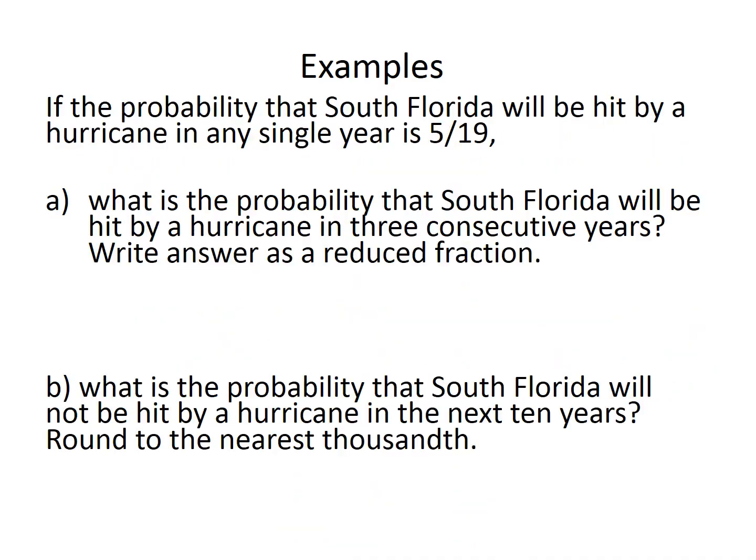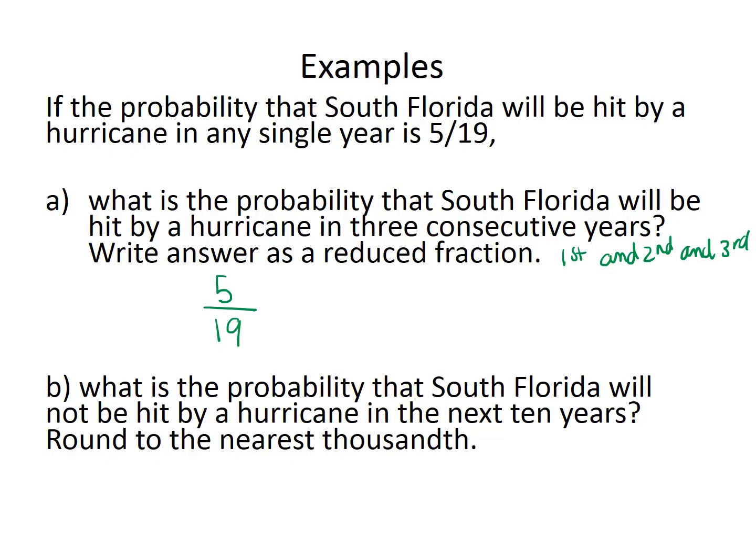Suppose that the probability that South Florida will be hit by a hurricane in any single year is 5/19. What is the probability that South Florida will be hit by a hurricane in 3 consecutive years? So that means the first year and the second year and the third year. Not or, and. So you know you're not adding them. You have to multiply them. And it should be getting less the more years you're taking into consideration, right?